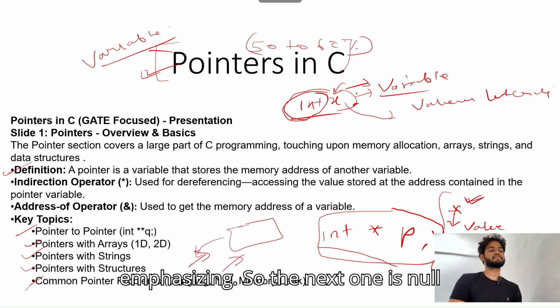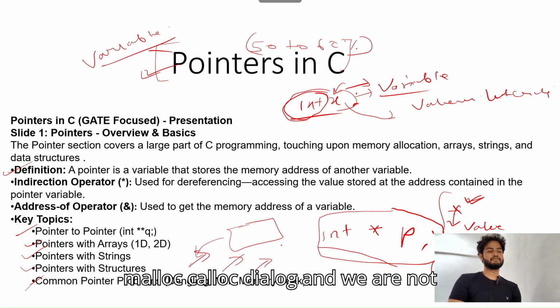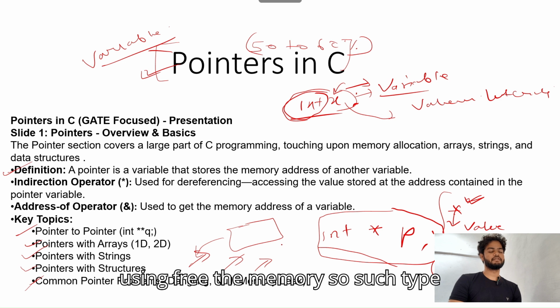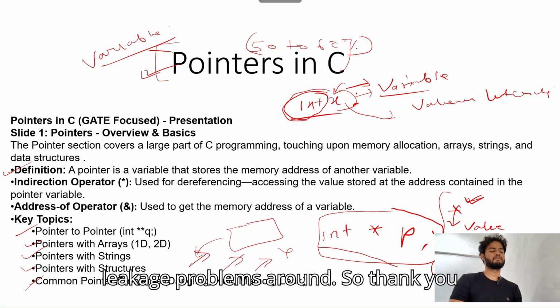The next one is null pointer dereferencing and the memory leakage problem. If we use malloc, calloc, and we do not free the memory, such a problem could also occur, known as the memory leakage problem.